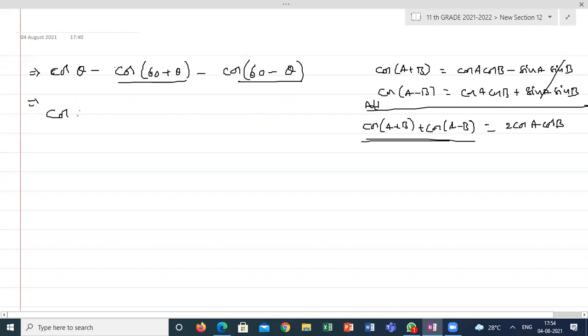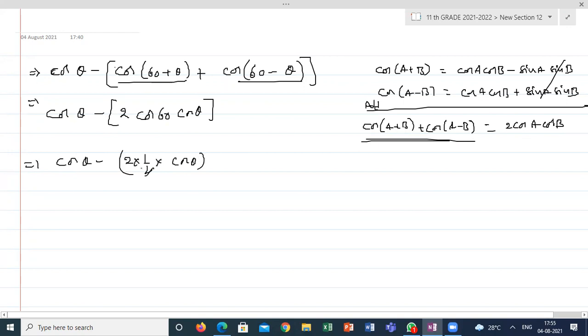So cos theta minus 2 cos 60 cos theta with the minus sign becomes cos theta minus 2 into 1 by 2 into cos theta. The 2 cancels, and the answer is 0. Super.